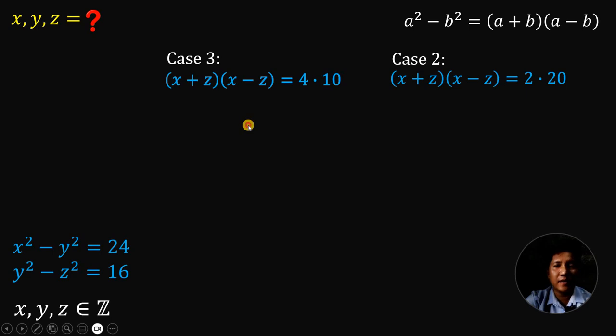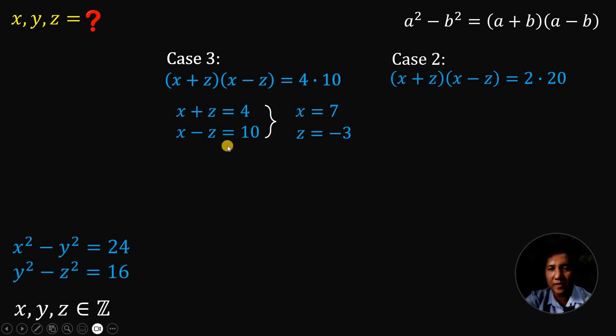Now, let's start with case number 3. Take note, in this case, we have x plus z equals 4 and x minus z equals 10. Now, if we add these two equations together, we get 2x equals 14. Divide by 2 on both sides, and we get x equals 14 over 2, or simply 7. Now, if x equals 7 and x plus z equals 4, therefore, we can say that z must be equal to negative 3.